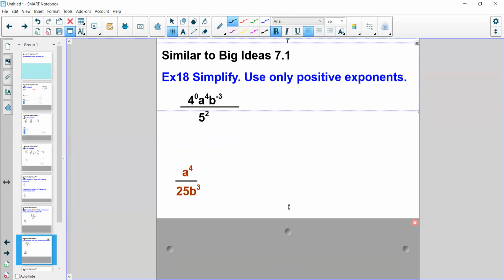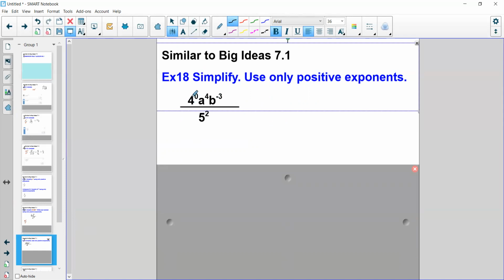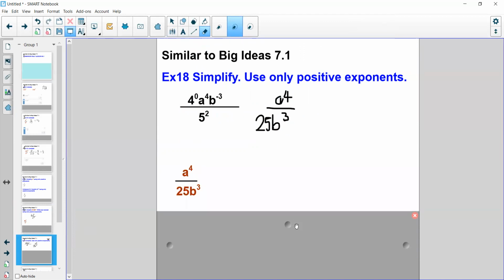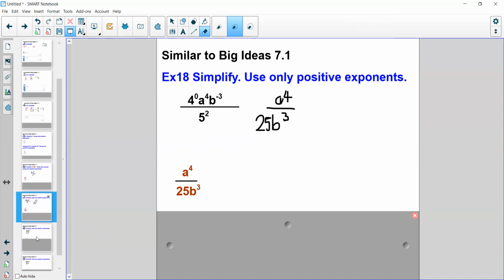So similar to question 18, whoops, didn't mean to show the answer quite that quick. So anything to the power of 0, that would just be 1. A to the 4, that already has a positive exponent, so we're just going to leave that. B to the negative 3 has a negative exponent, so we're going to move it from the top to the bottom. 5 squared, you're just going to work that out. That would be 25. Do we really need to say 1a to the 4? No, you can just say a to the 4, and that would be perfectly okay. And let's just check that's exactly what I had there.